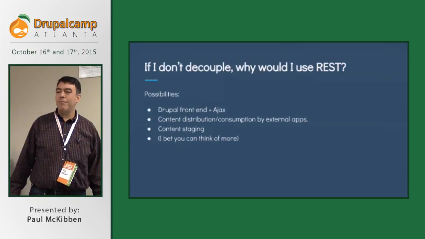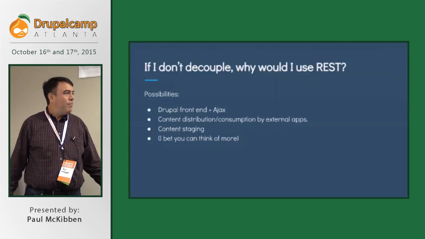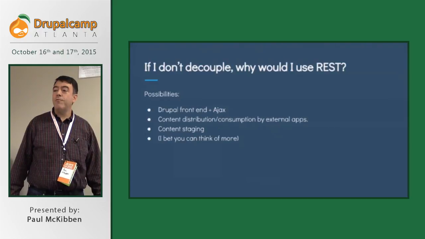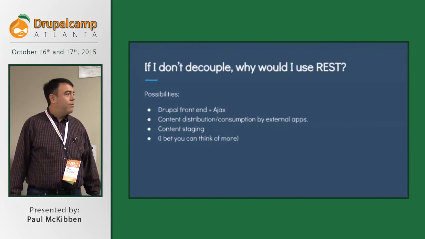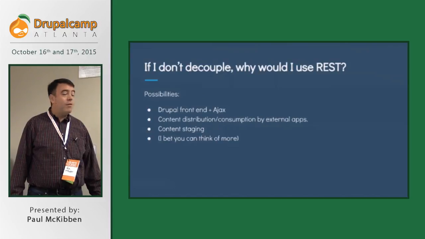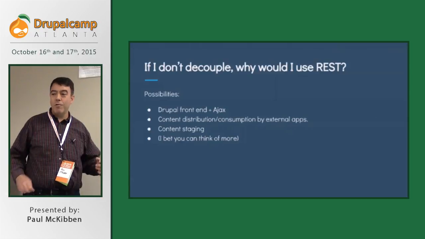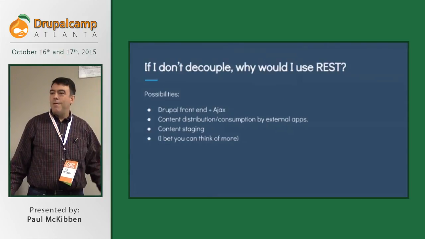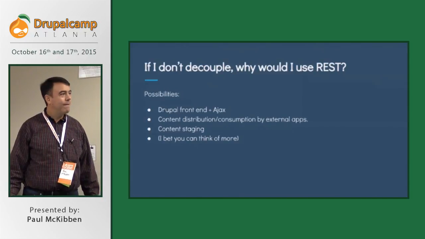So we talked about decoupling pros and cons, and I'm not even convinced that decoupling's right. If you don't decouple, you can still use REST. There's a lot of possibilities. You have a Drupal front end, then loads in more with AJAX using REST requests. Use content distribution to external applications like twit.tv is doing. You can use it for content staging. You have a staging server, you could put content on it, and then use REST requests from one server to the other to actually push the content to production. And that you could think of more of how REST could be useful even if you don't go into decoupling.